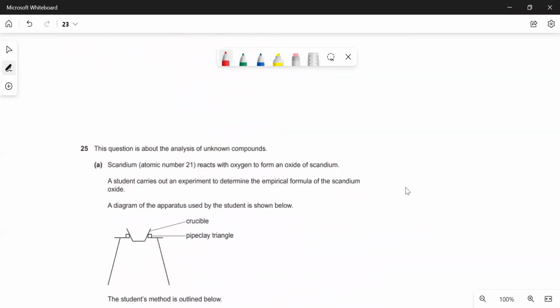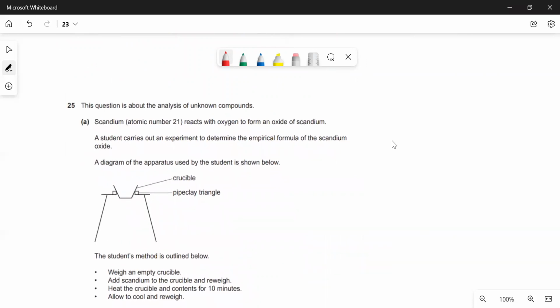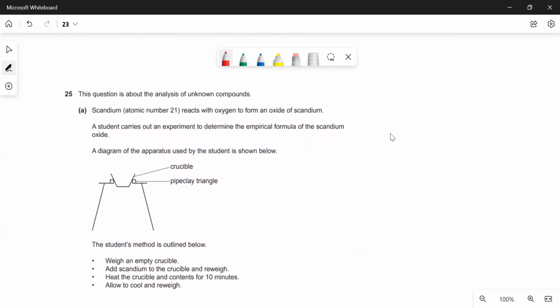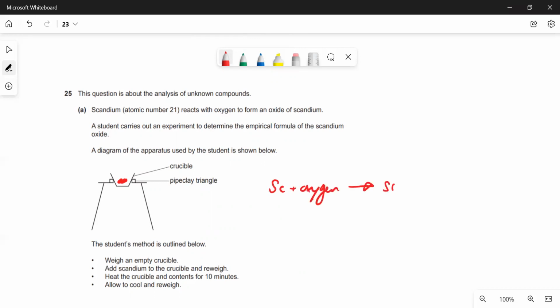Okay, this question is about the analysis of unknown compounds. Scandium, atomic number 21, reacts with oxygen to form an oxide of scandium. A student carries out the experiment. So what is he going to do? He's going to get a crucible in a pipe clay triangle. That's just to hold it on the tripod. He's going to put his scandium in here and heat it. The scandium is going to react with oxygen to form an oxide of scandium, scandium oxide.